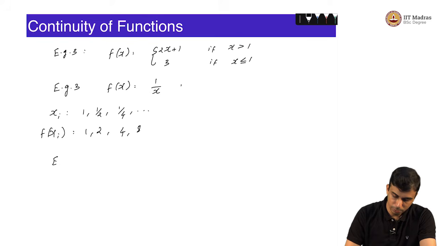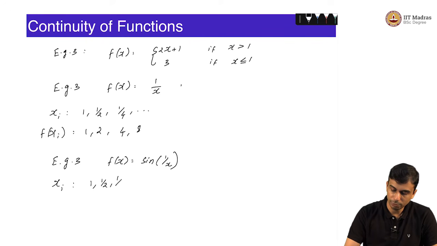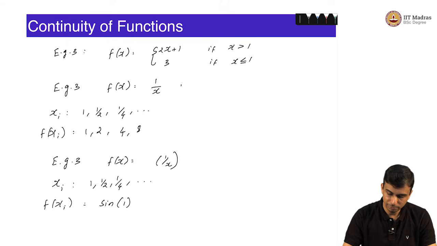One other example would be f of x equal to sine of 1 by x. This is also an example of a discontinuous function. Why is that? Because you can take exactly the same sequence as before. You can take xi as the sequence 1, half, 1 by 4 and so on, and what is f of xi? Maybe it is better to have cosine if cosine is easier.